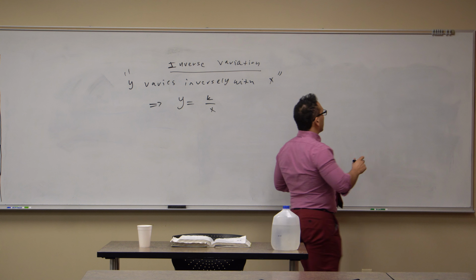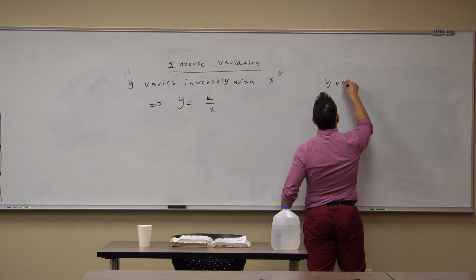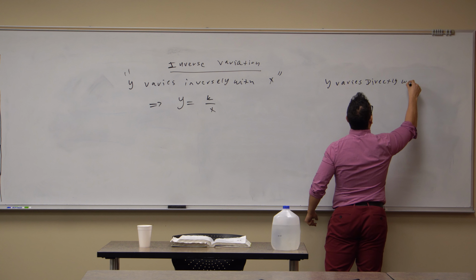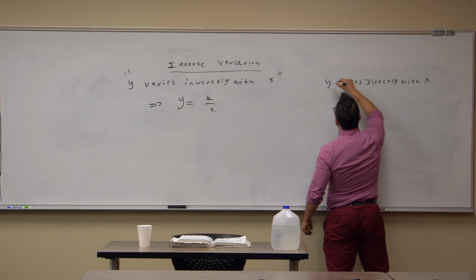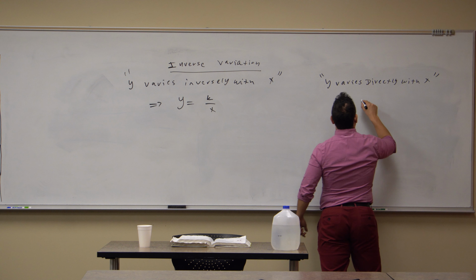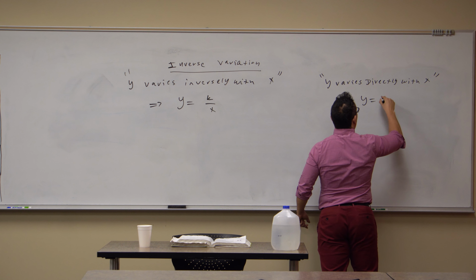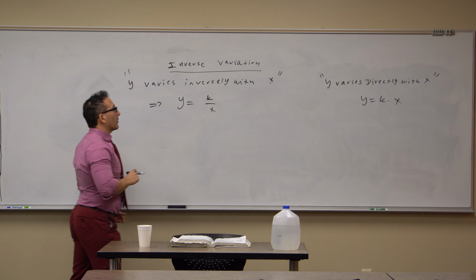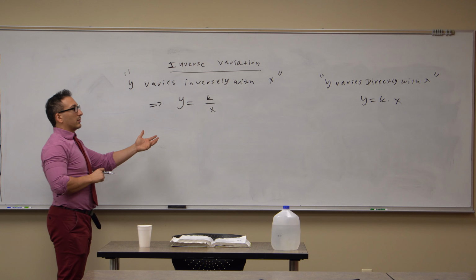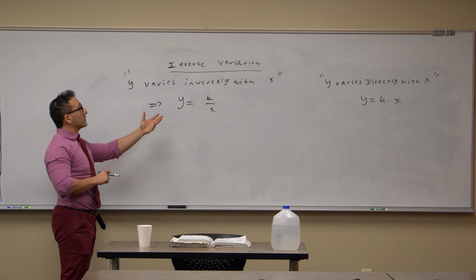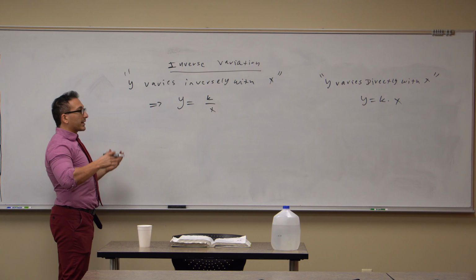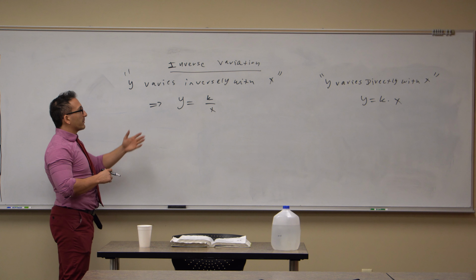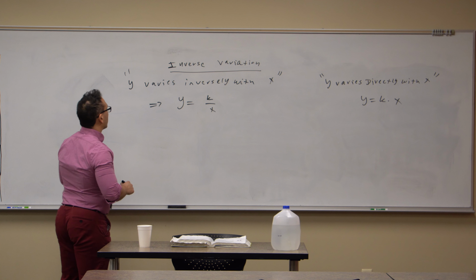To review an older video, if I say y varies directly with x, this translates to the mathematical expression y is equal to k times x. So when we say directly, x is in the numerator. When we say inversely, x is in the denominator, and that k is still involved. Okay? So let's do an example problem that involves inverse proportionality.